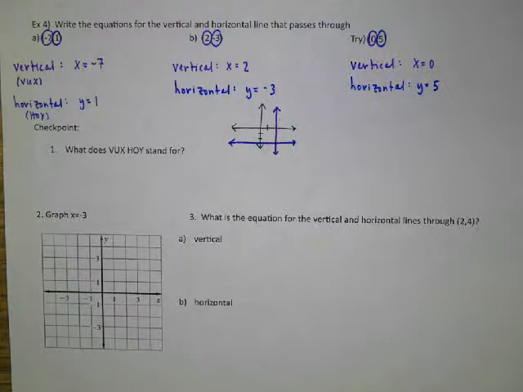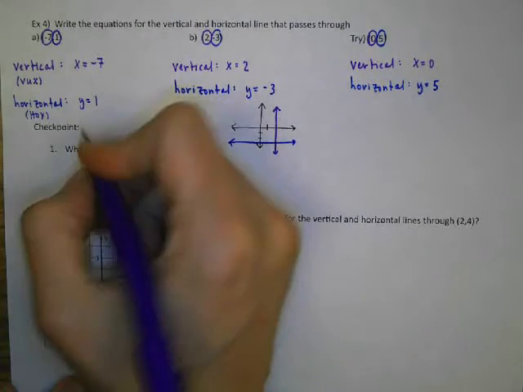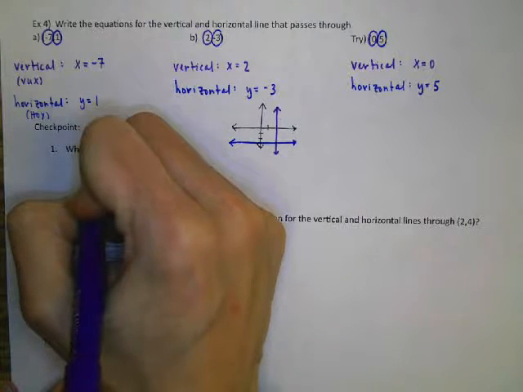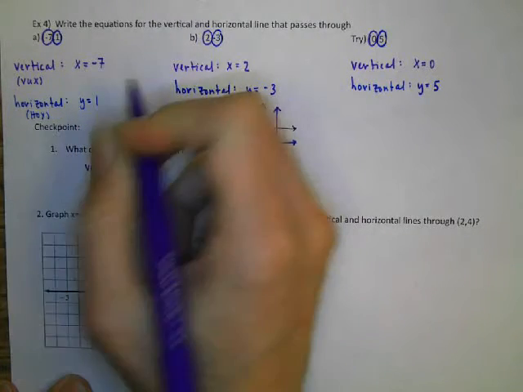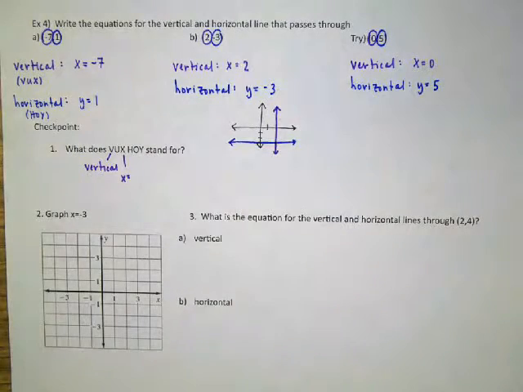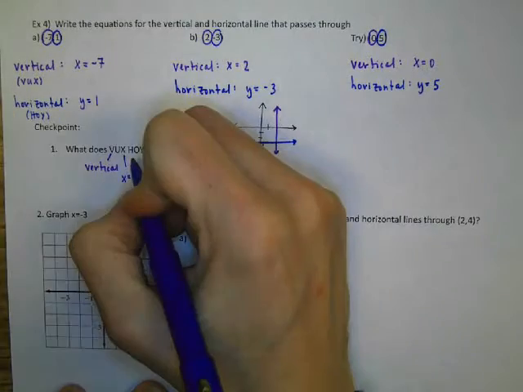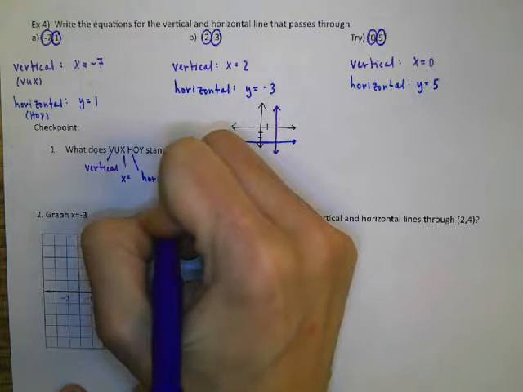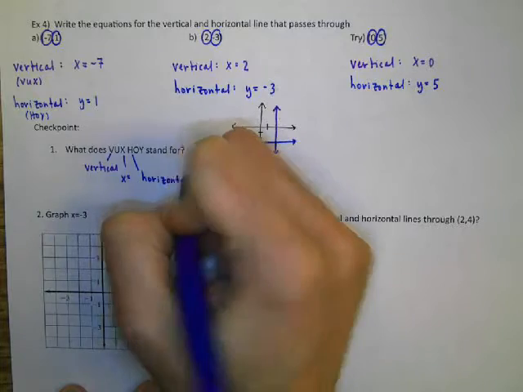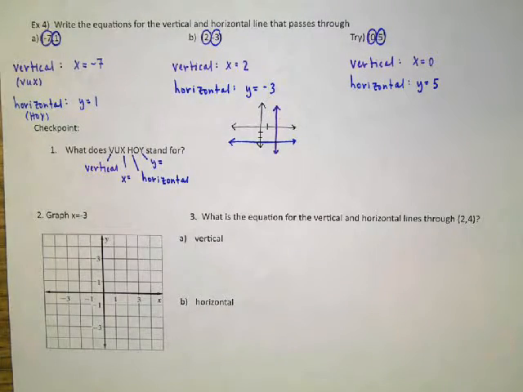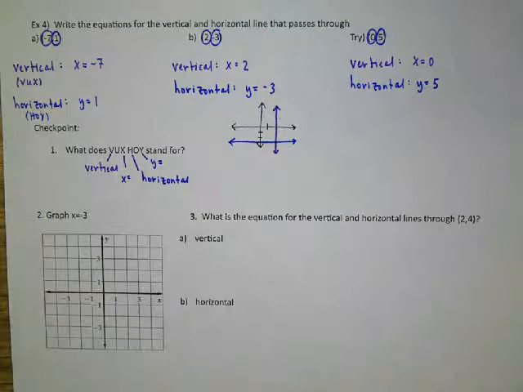Okay, so for number 1 with VUX HOY, right, what we're really concerned with is, do we know that the V is for vertical line? And the x is, we go x equals. Our equation is x equals. HOY, our H is horizontal. And the y, our equation is y equals. So it just helps us remember what those equations look like.